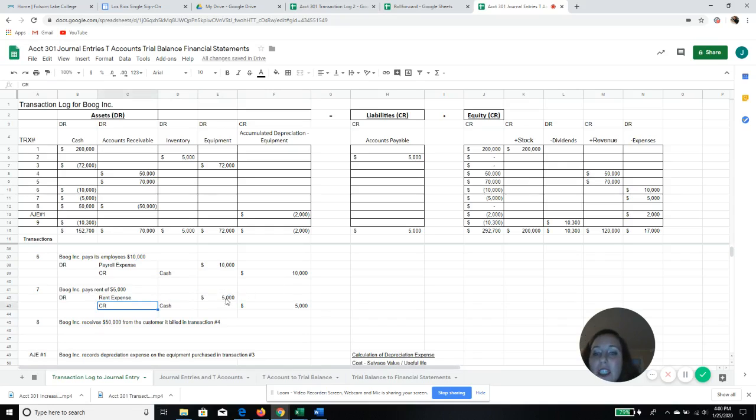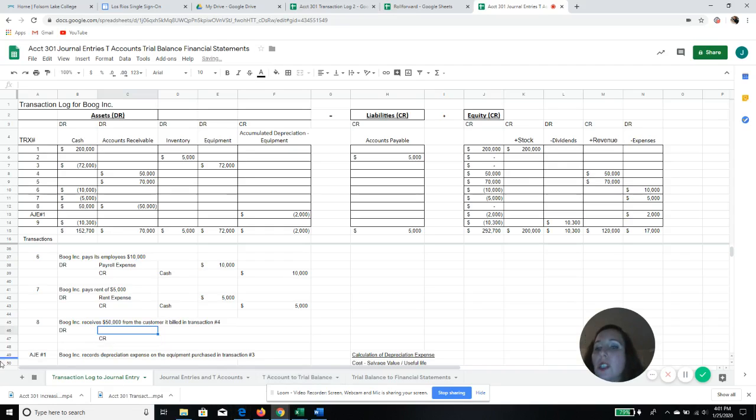You notice each of our journal entries has to equal. Our debits always equal our credits. 5,000, 5,000, 10,000, 10,000. You want to make sure your debits always equal your credits. If they don't, you've done something wrong. You want to go back and give it another try. All right. We are moving through these.